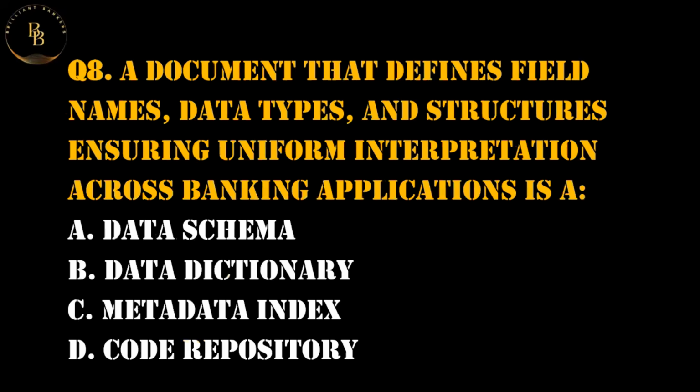Question number 8, a document that defines field names, data types, and structures, ensuring the uniform interpretation across banking applications is known as what? Is it a data schema? Is it a data dictionary? Is it a metadata index or a core repository? What is the right answer for this? A document that defines the field names, the data types, and structures, ensuring uniform interpretation.